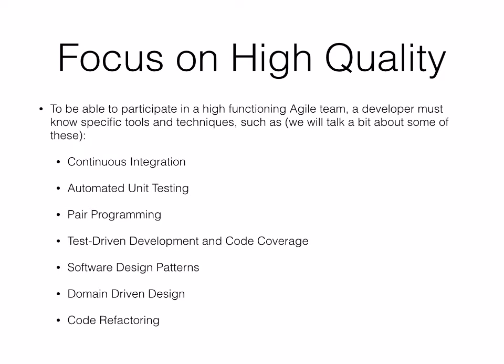Let's talk a little bit about the focus on high quality, what this intends to do. The focus, with respect to Agile development, is to be able to participate in a high-functioning Agile team. So a developer must know specific tools and techniques, such as the ones I have listed below, and we'll talk a bit more about some of them later with respect to Agile management with Scrum and extreme programming. To be able to focus on high quality, people in an Agile team, and one of the criticisms of Agile is that they have to be quite senior to know all this stuff.